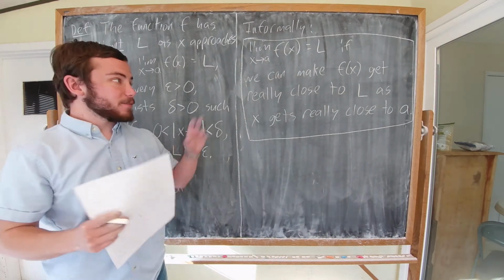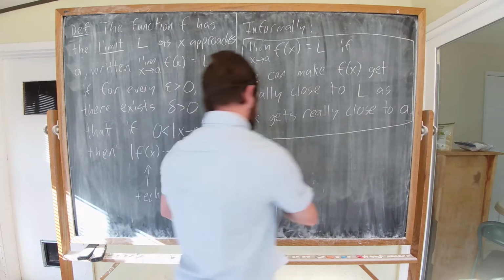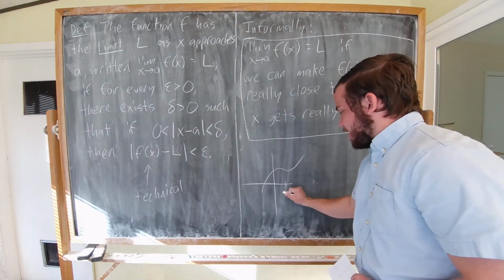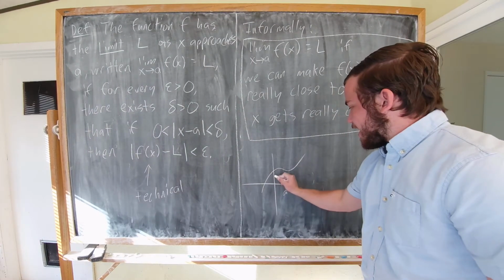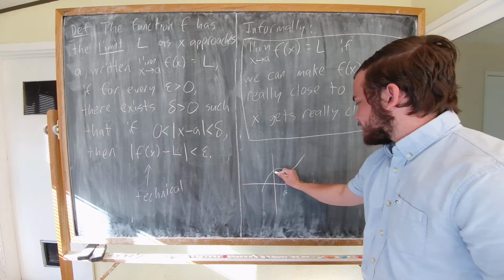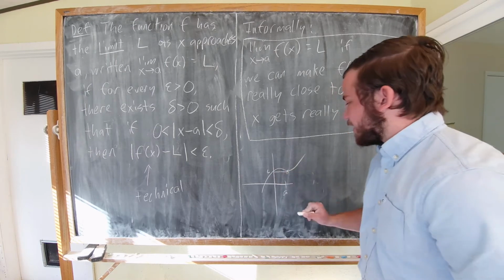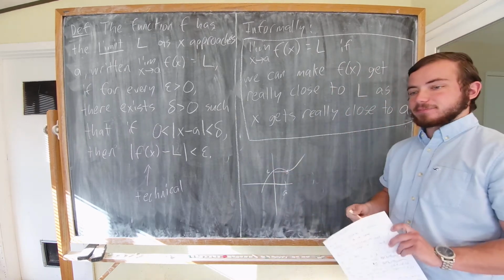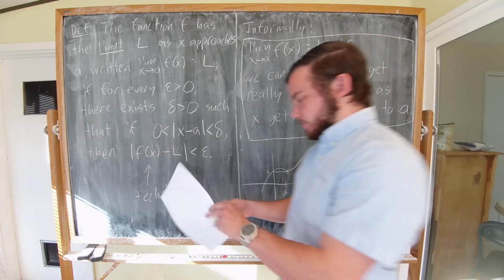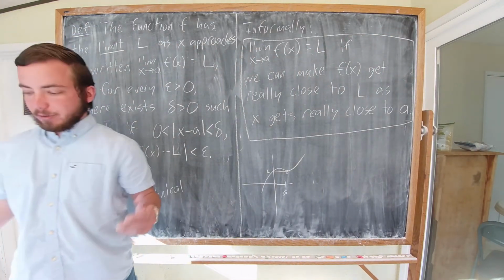Let's say our a is here. As long as x is getting closer and closer to a, then f of x is getting really, really close to our limit L. Okay, so that's the informal definition of a limit. Let's do an example.